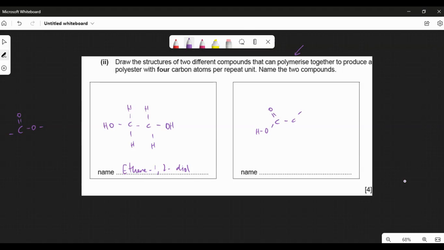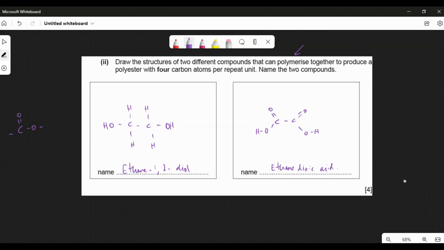And I need 2 in the other one, so I'm going to put my carboxylic acid here, there, and there. And this is called ethanedioic acid, isn't it? All right, there you go. I think that's it, isn't it? So this is a compound. Have I read it right? I think it looks too simple to me.